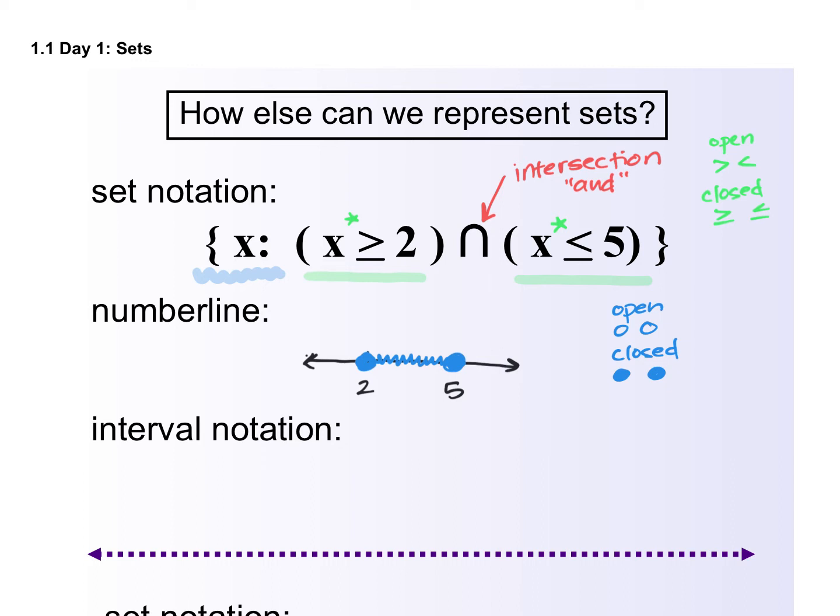Interval notation is the third way that we're going to represent these sets. Interval notation puts the lowest number first and the highest number second with a comma in between. So 2, 5 would be our interval notation. And then outside of these numbers, we're going to put square brackets to show that we're including those two numbers, that we have a closed set. If we were not including those numbers, we would use parentheses to show an open boundary.